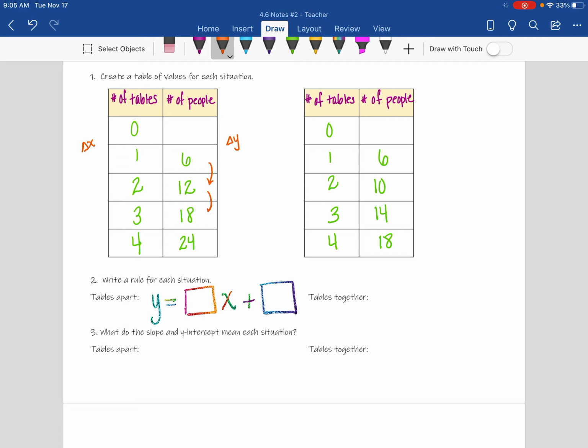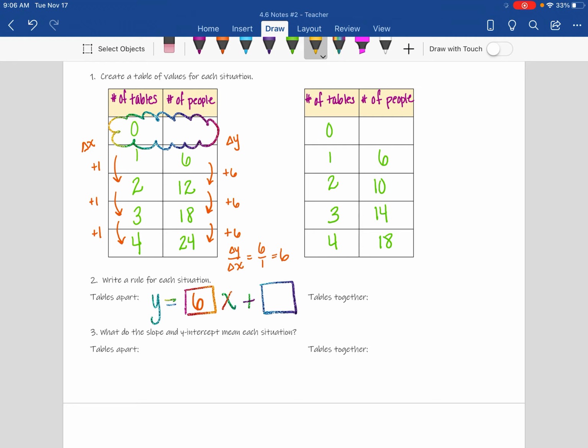I'm looking at what's happening with my y values, and my y values are increasing by 6. And then I look at my x values, and they're increasing by 1. So that means that my slope is going to be 6 divided by 1, which is 6. So I'm going to go ahead and write that in my skeleton as my slope.